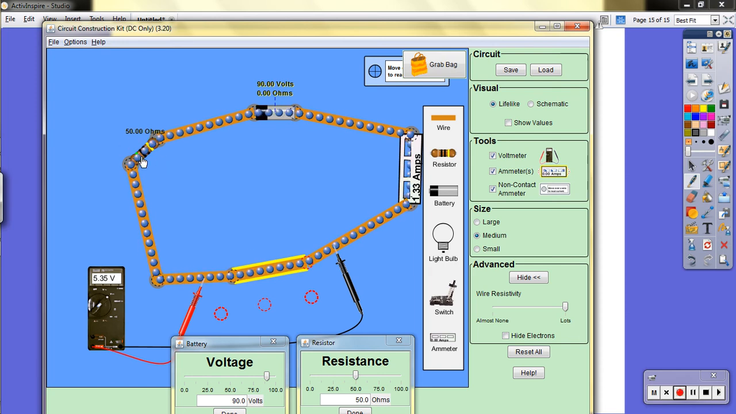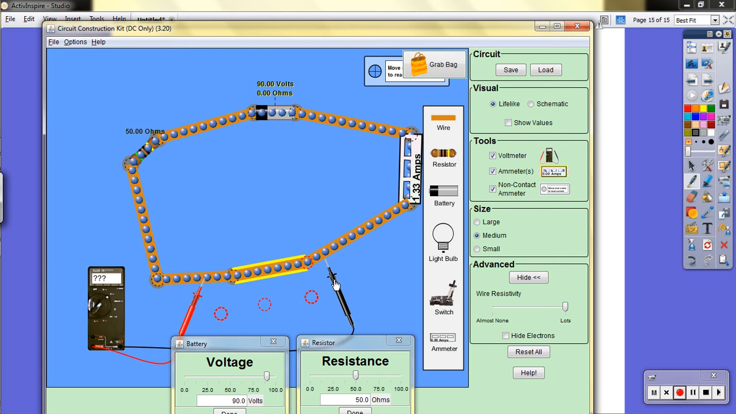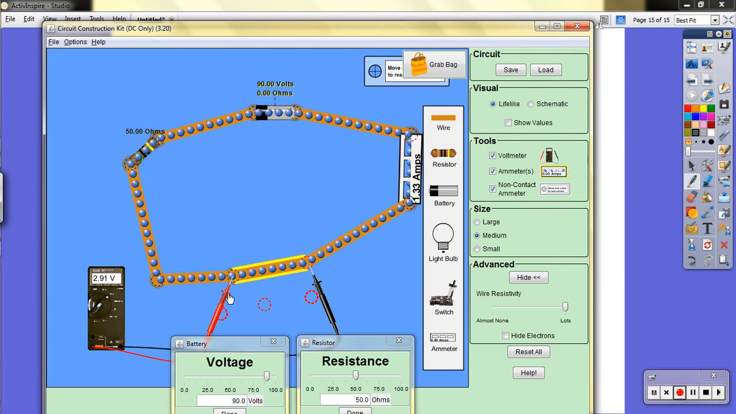So to figure out the resistance of that wire, I look at the voltage, or the potential difference, across that wire. Let's move this a little bit closer, just to make sure we're getting a proper reading. Now I have a current of 1.33 and a voltage of 2.91. Remember, R equals V over I, so I can do a calculation.